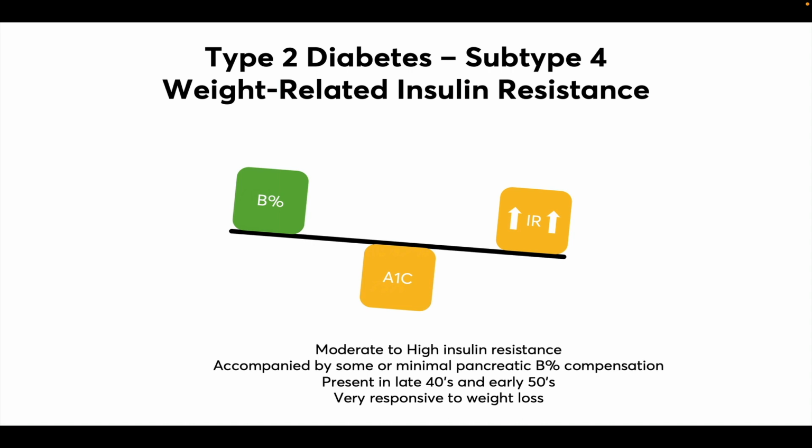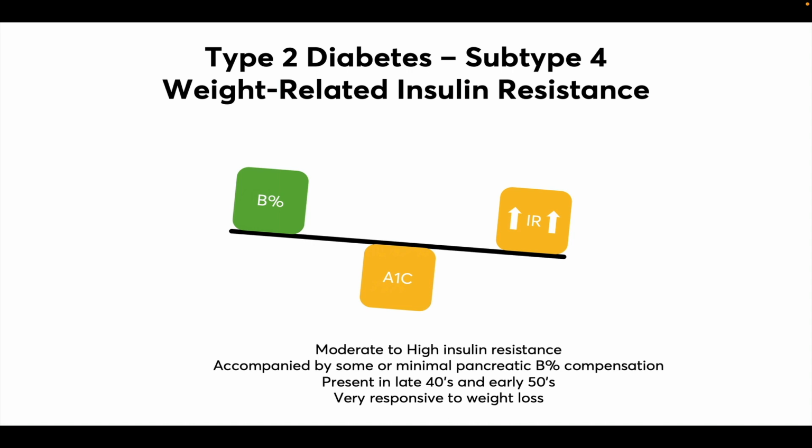What we see here is moderate to high insulin resistance accompanied by some or minimal pancreatic beta cell compensation. So usually we'll see normal pancreas function or slightly high insulin levels. And depending on how the pancreas compensates, we'll either see moderately elevated or high A1Cs. These patients generally present in their late 40s, early 50s, and really what's happening is the weight gain over their adulthood is catching up to them.